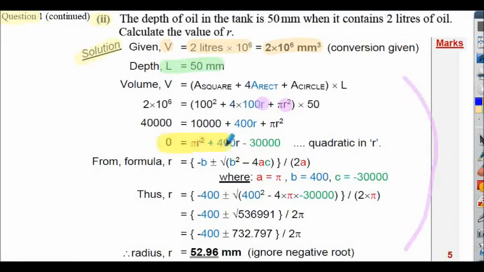Essentially we'll form a quadratic equation in R, which we can solve using the quadratic formula. Value for R shown here. Obviously there are 2 solutions or 2 roots when solving a quadratic, but we ignore the negative root in this context.